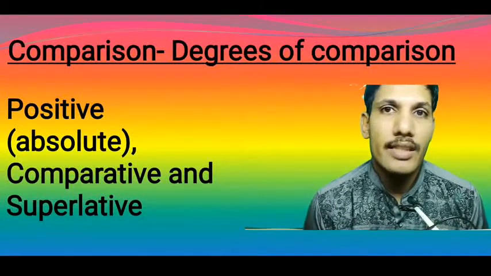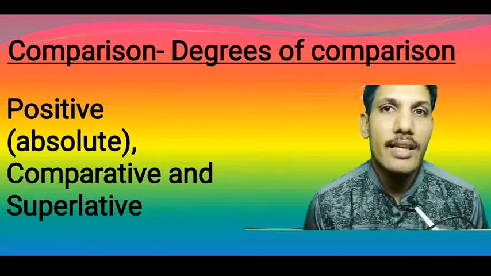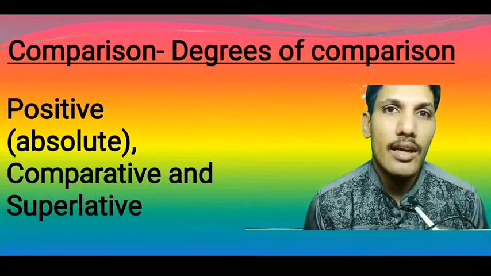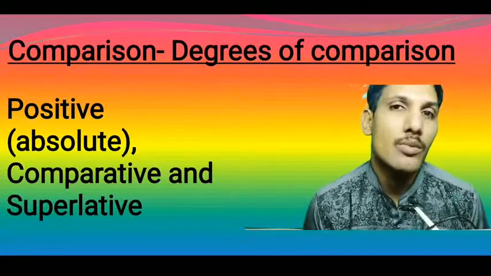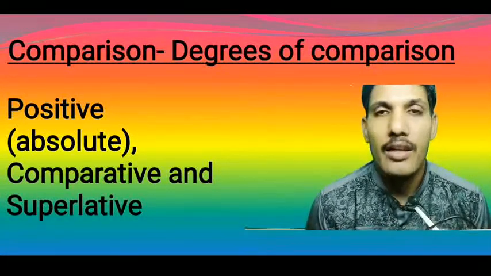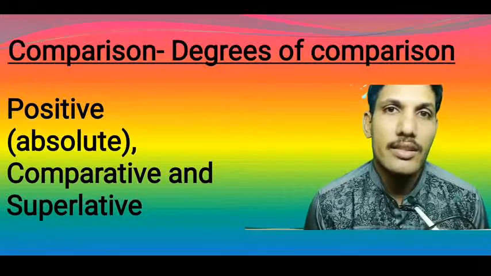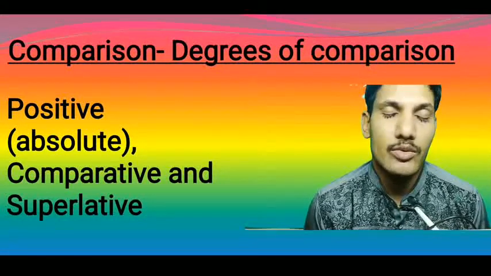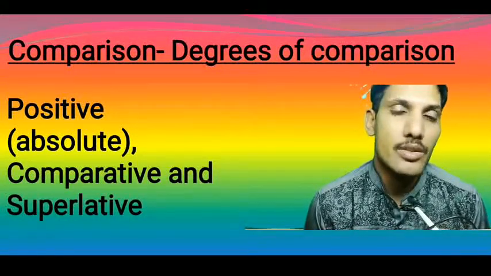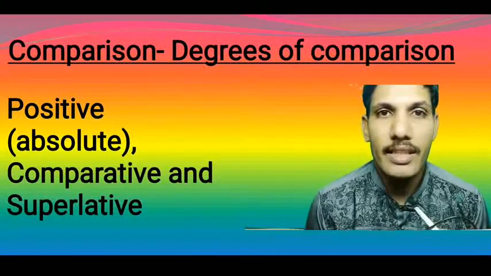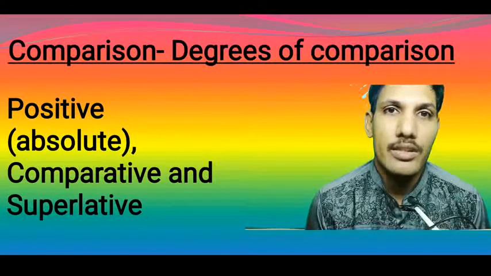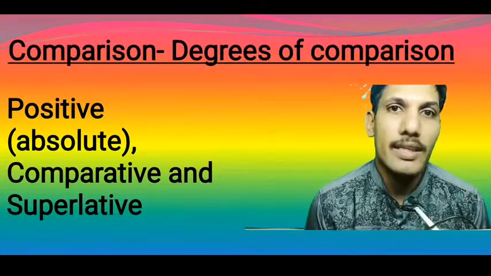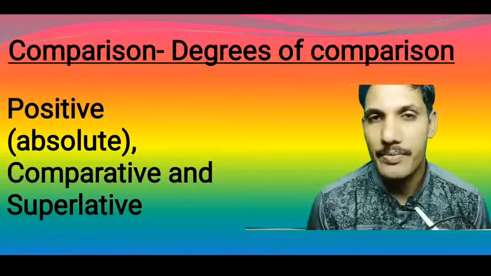Here, as we can see, er is added to the word tall and thus we make the comparative degree of the word tall. Likewise, tallest is the superlative degree of the word tall. As we can see, est is added at the end of the word tall to make its superlative degree.